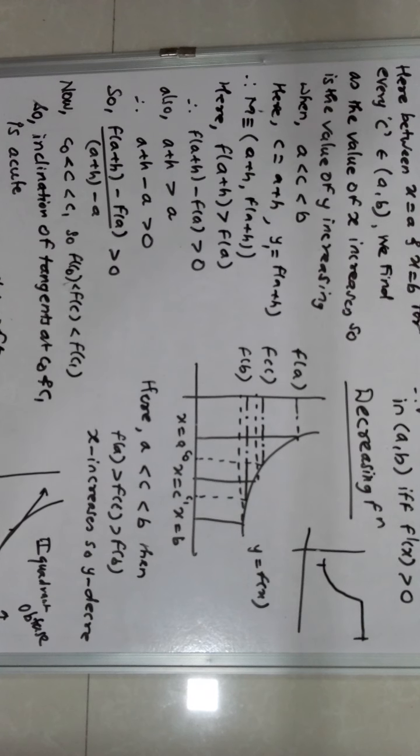But if it is strictly increasing, then it is compulsory that between the 2 points, at every point you will get the derivative positive if it is increasing, and derivative negative if it is decreasing.